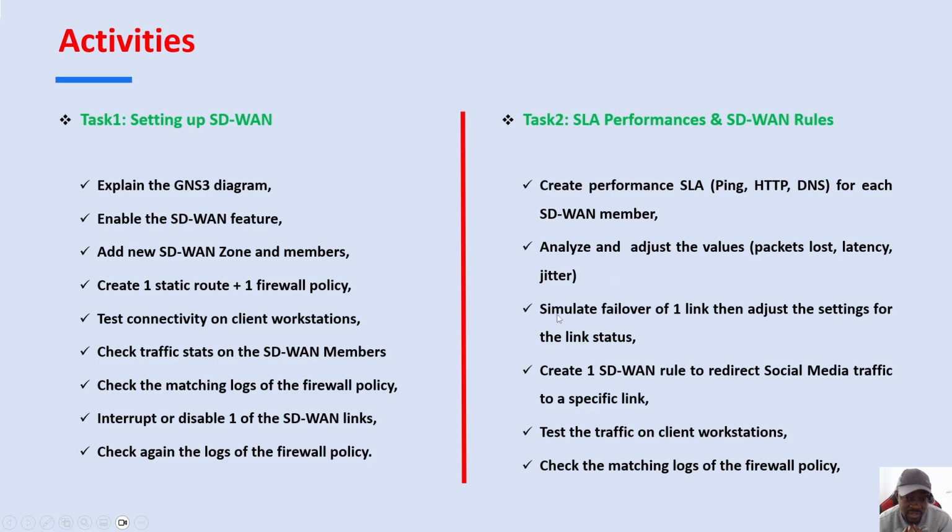Thirdly, we are going to simulate the failover of one link, then adjust the settings regarding the link status. We also create SD-WAN rules to redirect, for example, social media traffic to a specific link. We'll test the traffic on the client workstation, and we're also going to check the matching logs of the firewall. So let's jump directly to my GNS lab.